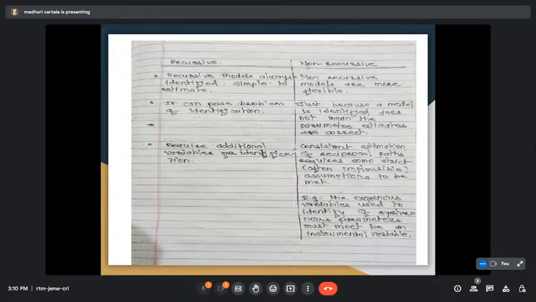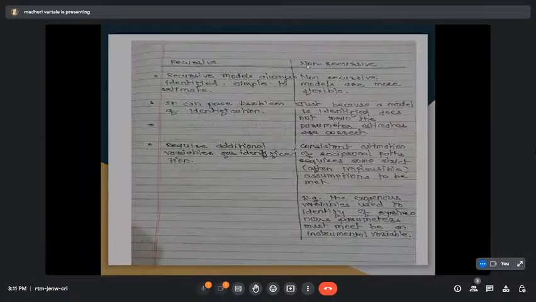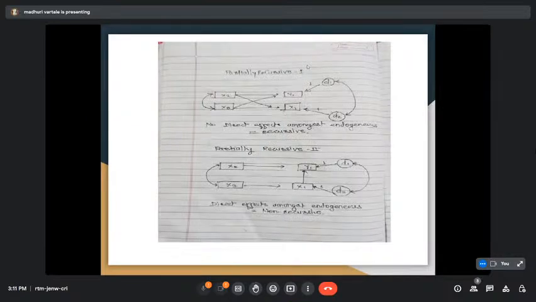Okay, that is, for example, the exogenous variables used to identify the simultaneous parameters must be instrumental variables. So these are the basic differences between recursive and non-recursive models. Let us see the partial recursive. Two possibilities can be there under this recursive.